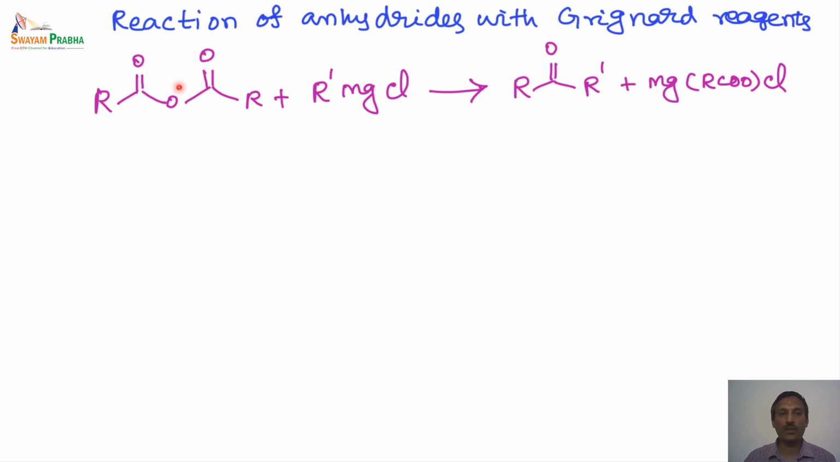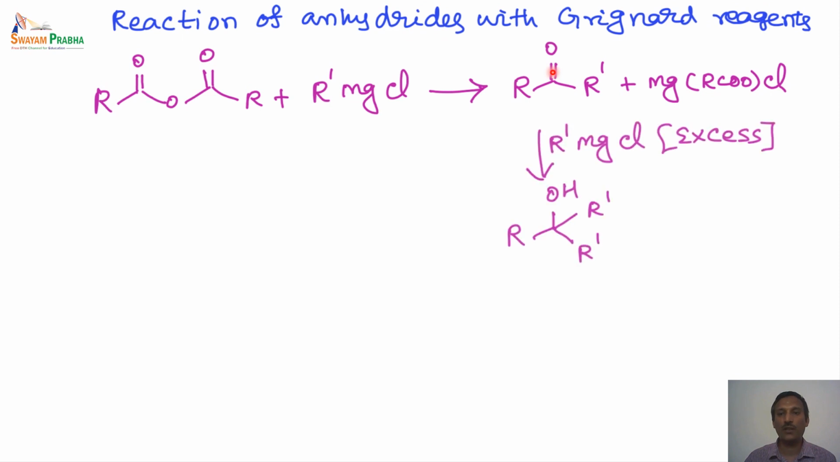Similar to acid chlorides, anhydrides also react with Grignard reagent to give ketones, and if we use excess of Grignard reagent, they also lead to the formation of tertiary alcohol. So reactivity wise, acid chlorides and anhydrides react very similarly. The only difference is acid chlorides are highly reactive compared to acid anhydrides.